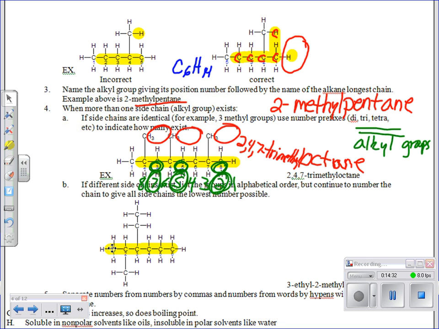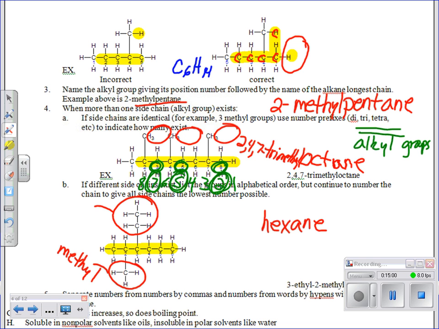Because of that, we know it's going to be a hex. We're just talking about alkanes, but double check. Everything's a single bond, so it's a hexane. Then I see I've got this one right here, and I've got this one right here. Notice that those are different. What would you call this one? Methyl, because it's one carbon. What would you call this one? Ethyl. Ethyl and methyl. Great couple there.